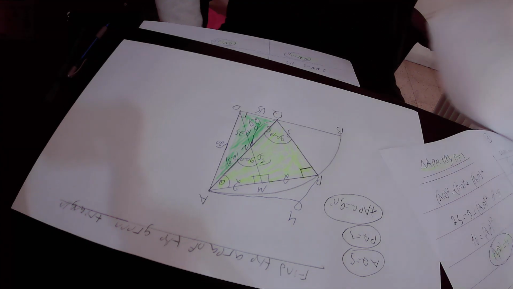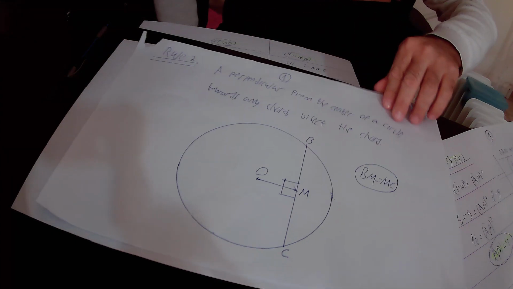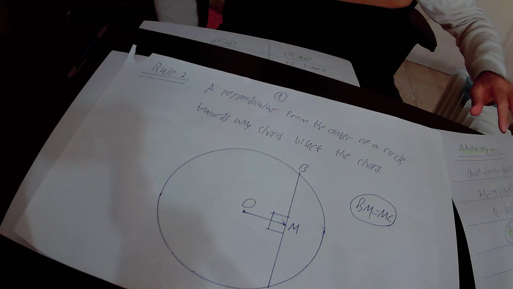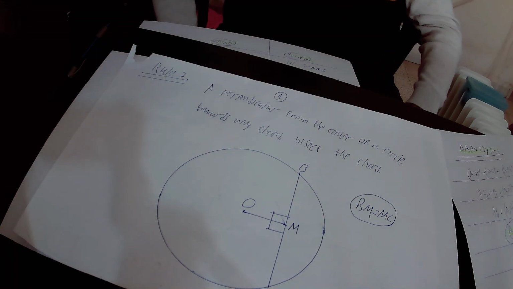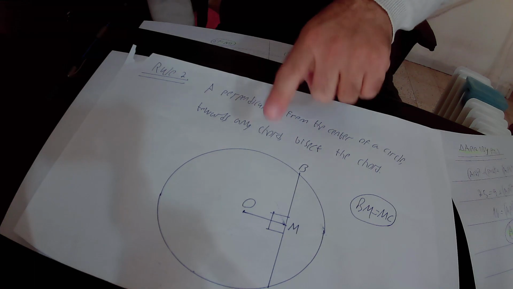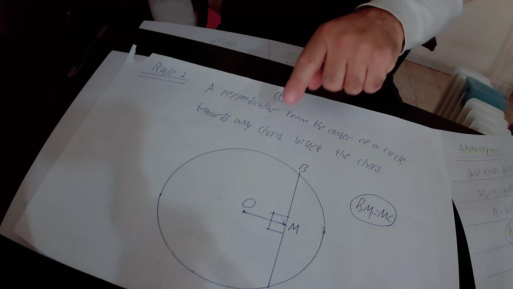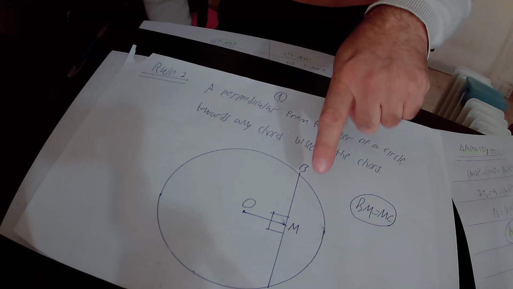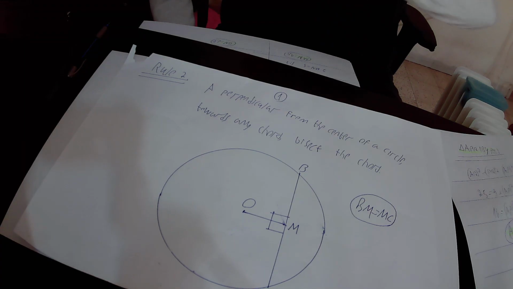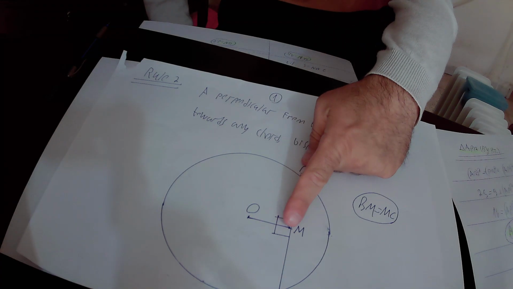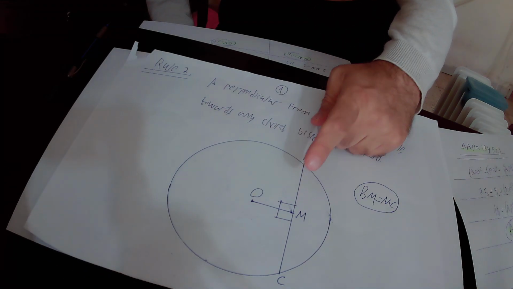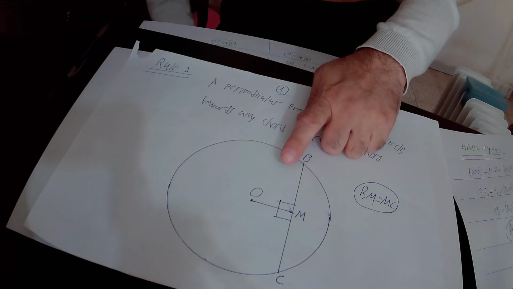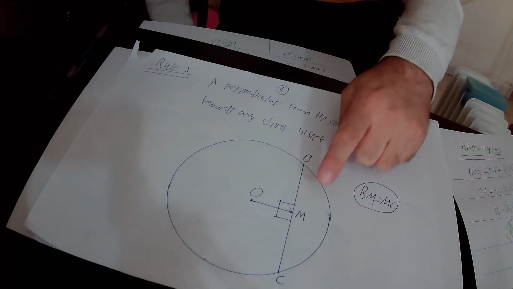According to rule number 2, a perpendicular from the center of a circle towards any chord bisects the chord. Point O is the center of the circle. From point O, we draw a perpendicular towards chord BC. So this angle equals 90 degrees and this angle equals 90 degrees according to our construction. We find the touching point of the perpendicular from point O and call it M.